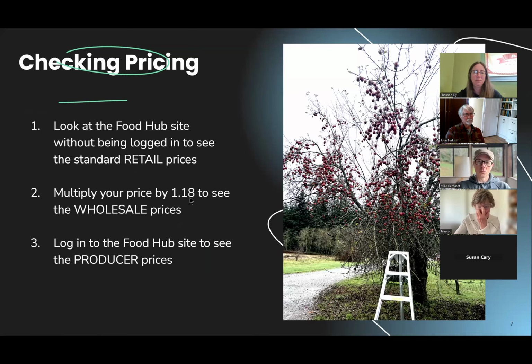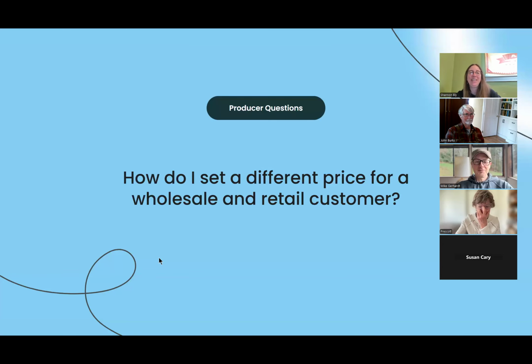Yeah, and then if you want to see what the producer prices are, then you can log in and order on the hub. I kind of figured that out the hard way, but under products in the producer section, when you have all your product names listed, there's a little magnifying glass icon, and if you click that, it'll take you right to the storefront.